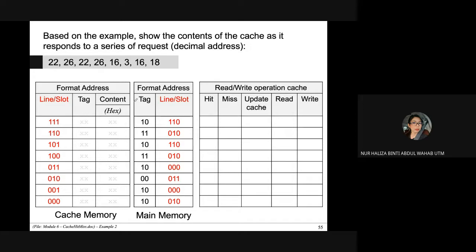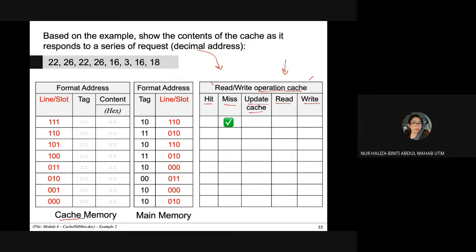Okay, how are you going to put it into this table? So how are you going to read it as a read or write operation on the cache? This is the table format that later on you will learn, whether it is hit, miss, update cache, read or write.